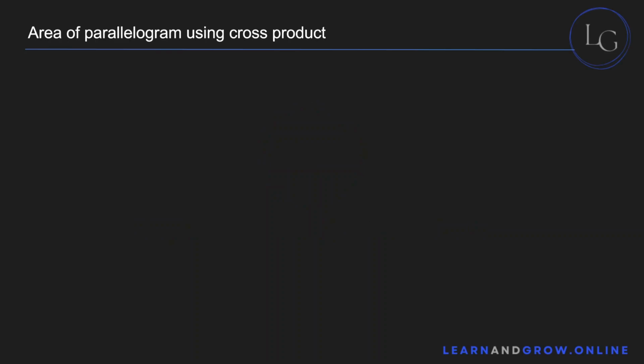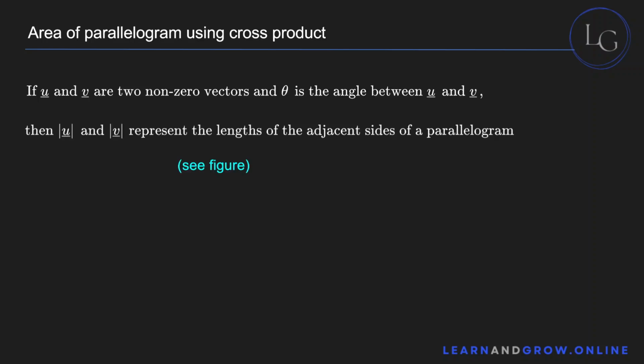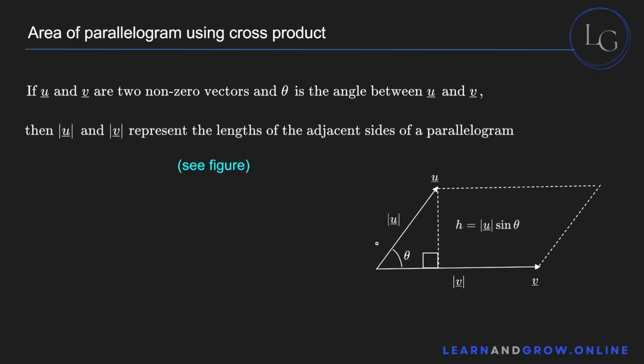So let's see how you can find the area of a parallelogram and a triangle using the cross product. We can represent a parallelogram like this. u and v are adjacent vectors. This is u and this is v. They are adjacent, non-zero vectors, and the angle between them is theta, this angle right here.